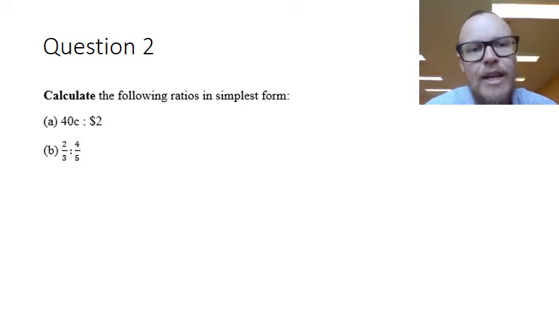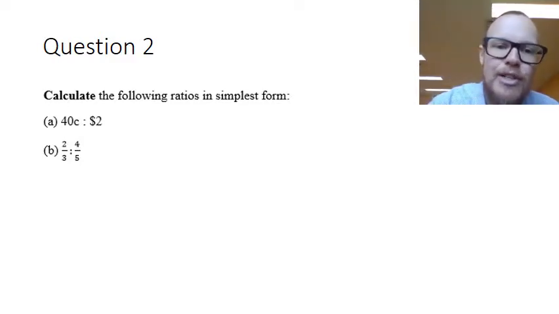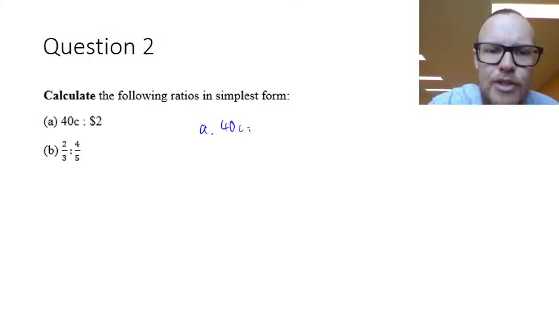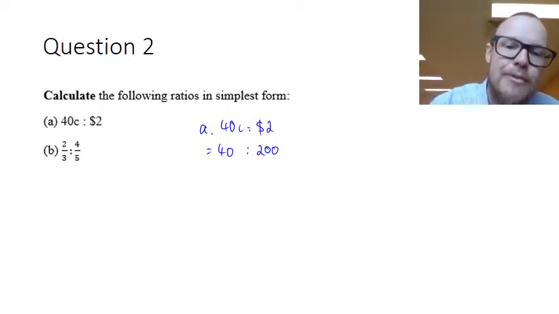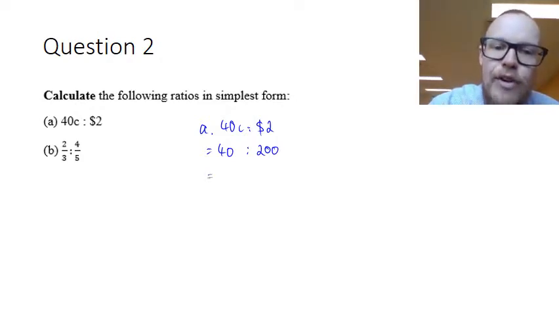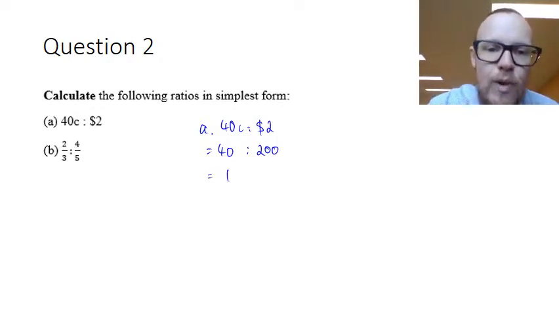Next question, we've got to calculate the following ratios. So first one here, we've got 40 cents to $2. We can write this as 40 to 200 if we put them both in cents, and then we can divide both of them by 40, so we get 1 to 5 there.